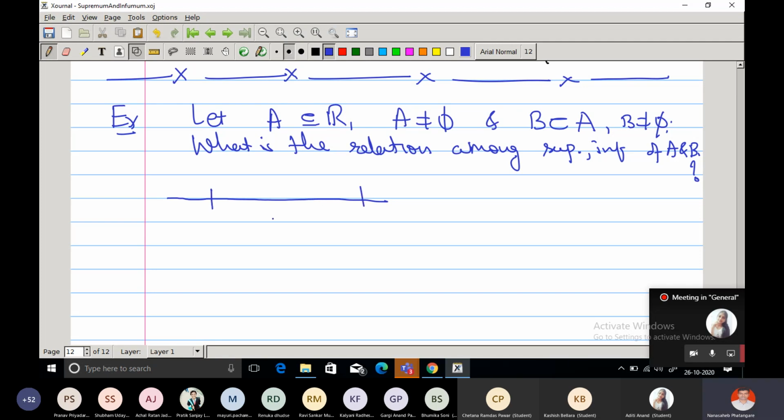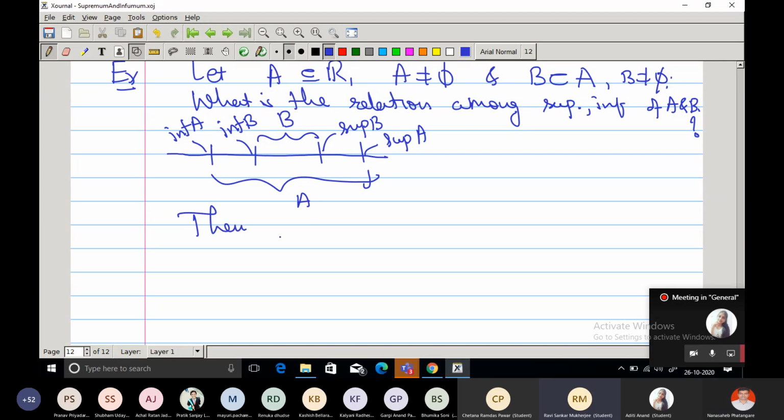So A is a larger set, right? Suppose this is my set A, and B is non-empty and a subset of A. So B is smaller. Now from this figure, you can understand what could be the relation between the supremum and infimum of A and B. If this is A, then this is the supremum of A, this is the supremum of B, this is the infimum of B, and this is the infimum of A. Now can you tell me the relation?